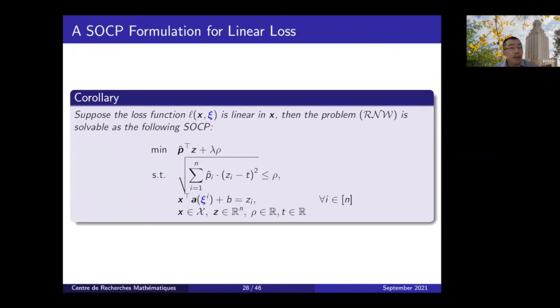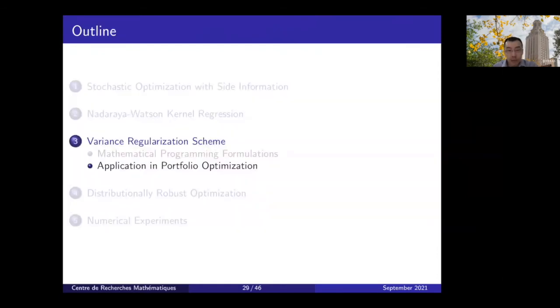As a corollary of this result, when the loss function is linear in X, the problem simplifies to a tractable second order cone program. We will apply this second order cone program to solve a portfolio optimization problem where the loss function is linear. At this point, we remark that the regularized Nadaraya-Watson scheme that we propose is non-parametric. It requires mild assumptions about the joint distribution of gamma and psi, and no assumptions on the form of the optimal policy as a function of gamma.